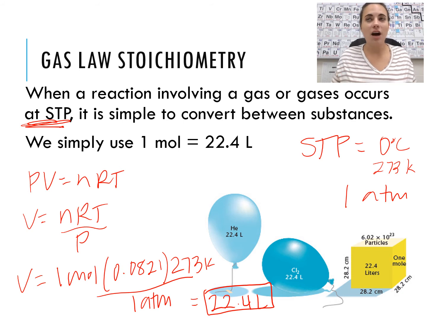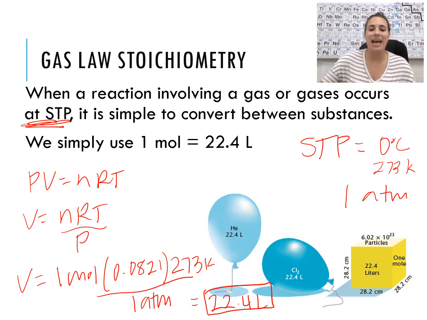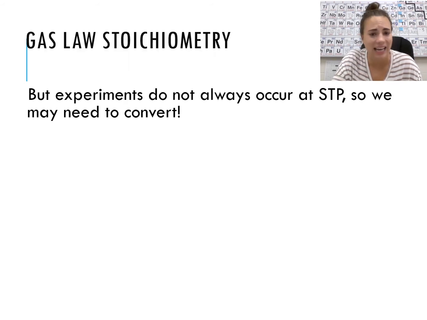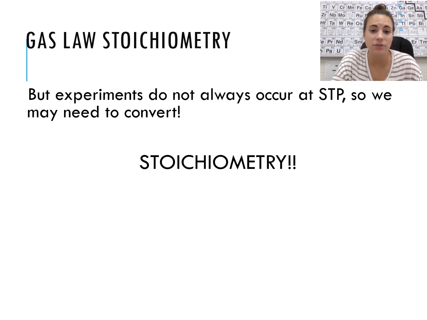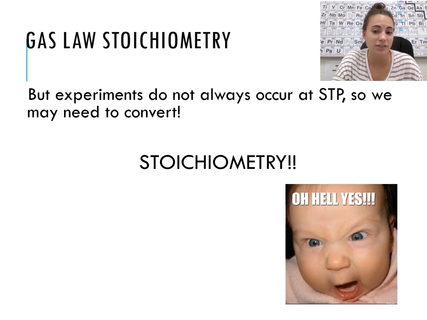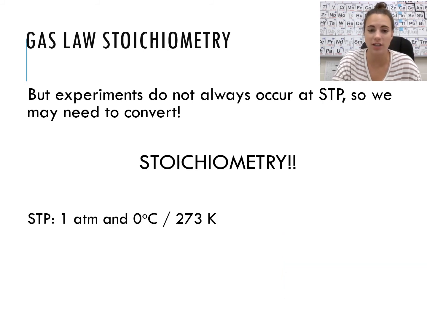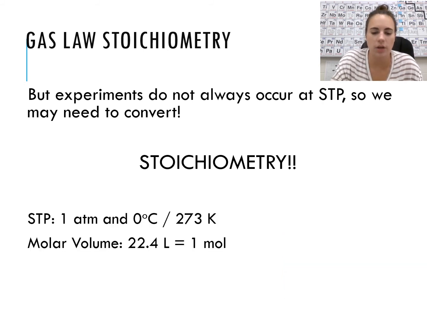It's just a lot of experiments and things are taken at STP. And so it's just a kind of easy cheat that, okay, I could do the same math every single time, or I can just memorize that 1 mole at STP of any gas is 22.4 liters. But let's say that we're not at STP. Then we have to use the ideal gas law to convert, which is going to be more stoichiometry. So again, STP, 1 atmosphere, 273 Kelvin. We know that 22.4 liters are in a mole. But if we are not at STP, we're going to have to do some converting.